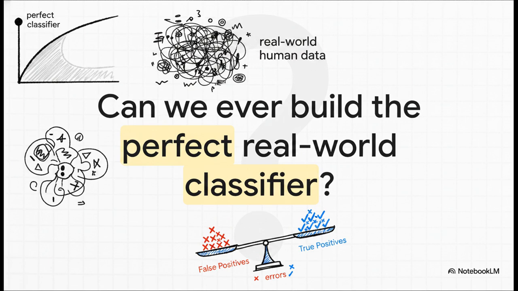Honestly, given the incredible complexities, the noise, and the total unpredictability of real-world human data, will we ever actually achieve that elusive perfect classifier? Or is machine learning destined to just always be an incredibly sophisticated game of balancing errors?